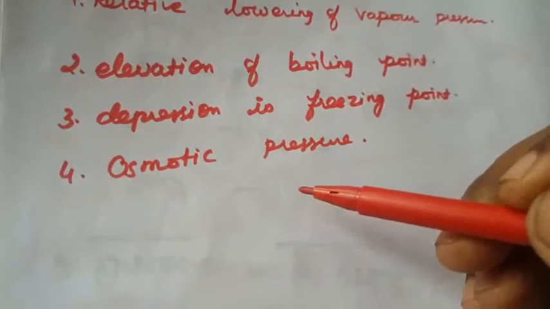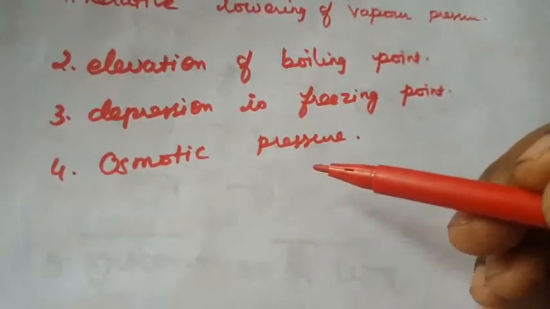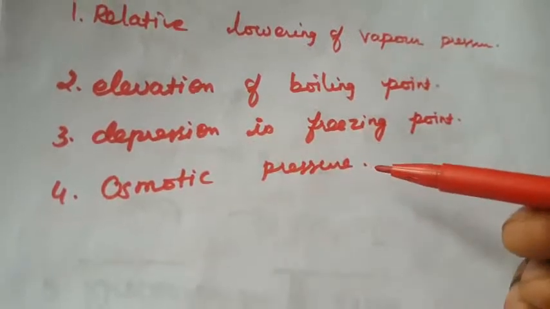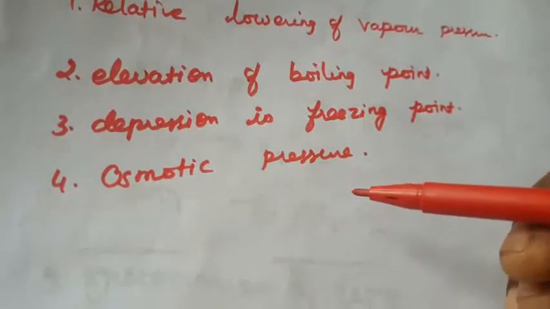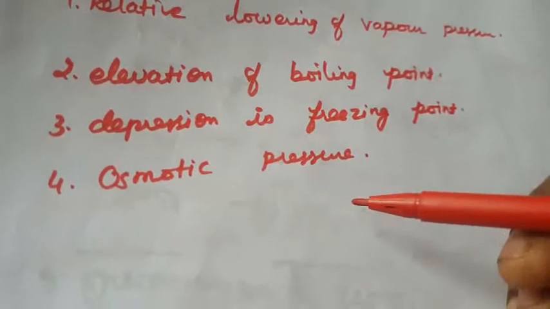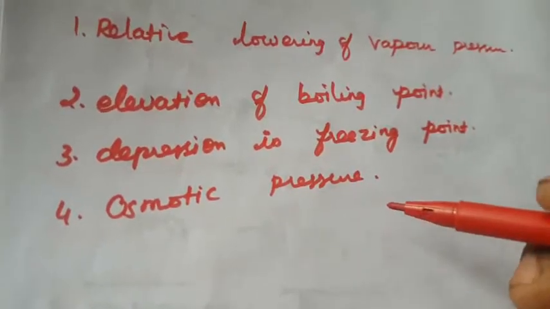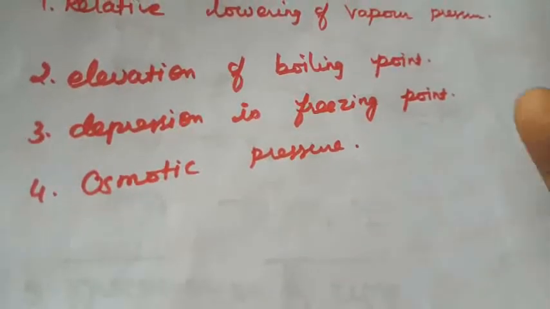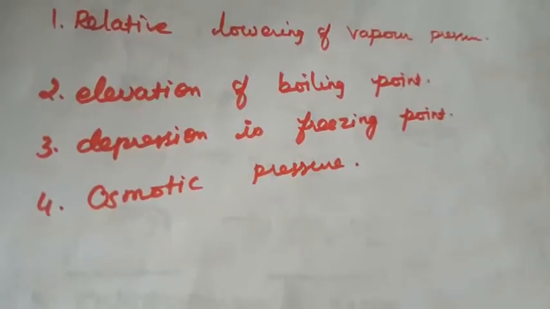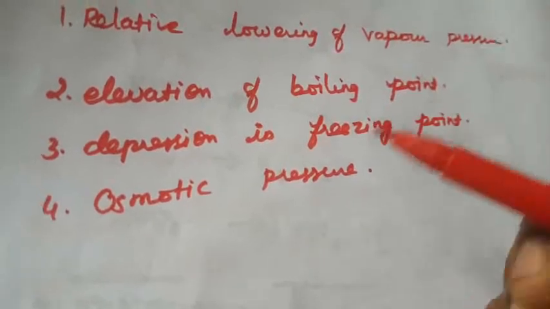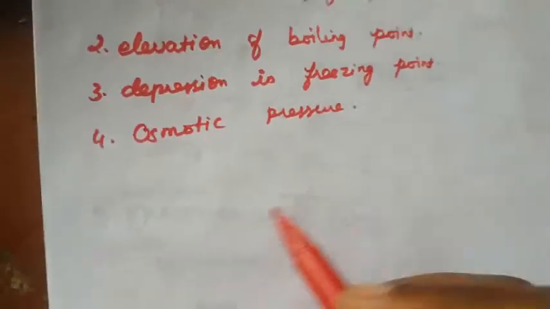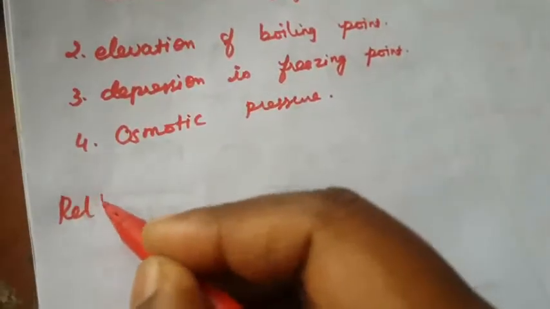Though the magnitude of these properties is small, they have plenty of practical applications. They are very small, but the applications are very important. For example, osmotic pressure is important for some vital biological systems. We already know that, right? All the transport of your metabolism in your body mainly works on the basis of osmosis, right? So first we are going to see what is meant by relative lowering of vapor pressure.